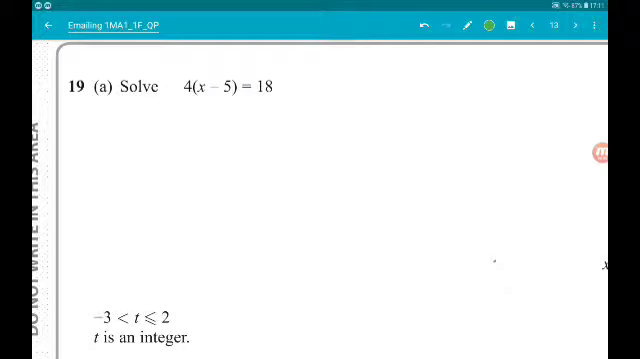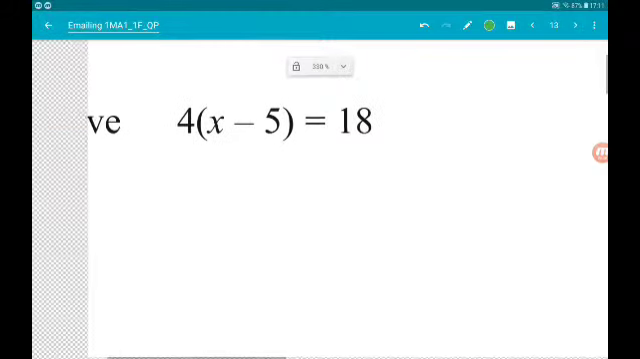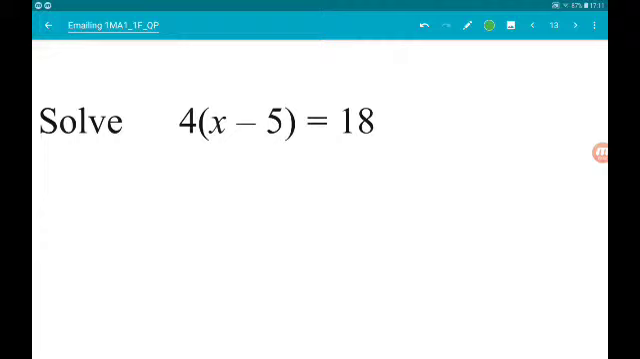Number 19, a wants to solve for 4 lots of x minus 5 is equal to 18. So there's a couple of ways we could do this. The way I'm going to go for is expanding the brackets and solving from there. So, if we expand, 4 times x is 4x. 4 times minus 5 is minus 20. That is equal to 18.